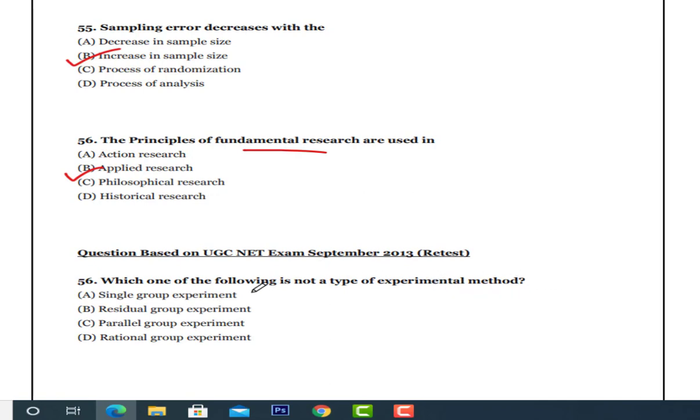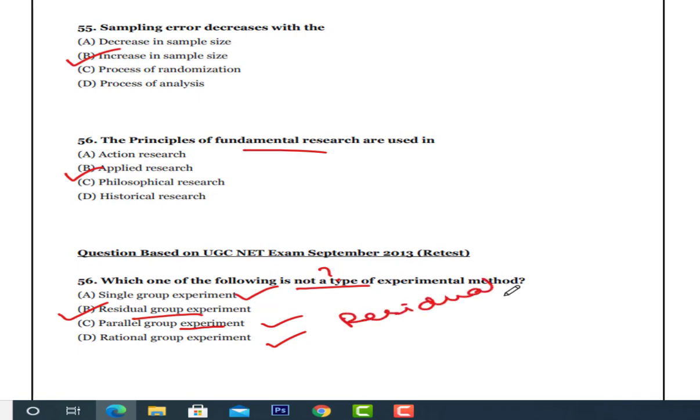Which one of the following is not a type of experimental method? They are asking which is not a type. Okay, so single group experiment is there, parallel group experiment, rotational group experiment is there. Residual error is not a type of experimental method.